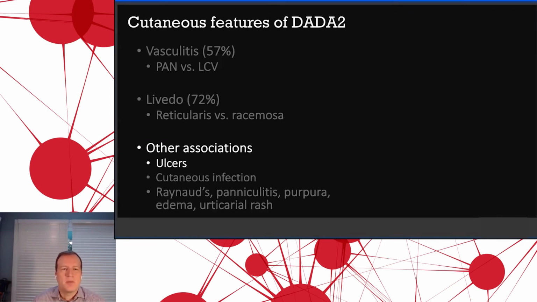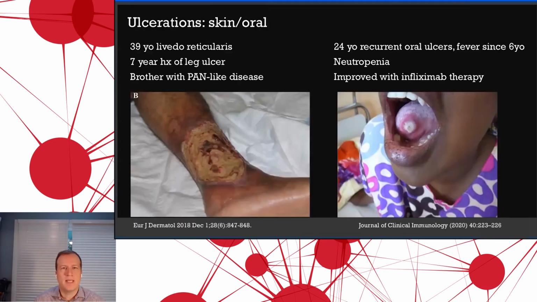Okay, in the last few minutes, just briefly, I'll talk about some of the other associations, and I'm going to do these quickly because these are primarily case report and anecdotal level data. Ulcerations of the skin and oral aphthae or oral ulcers have been reported. On the left is a patient with DADA2 who was described really as having just a leg ulcer and livedo reticularis prior to diagnosis, but his brother indeed had PAN-like disease. And on the right is a patient with refractory oral aphthae and fevers since a young age.